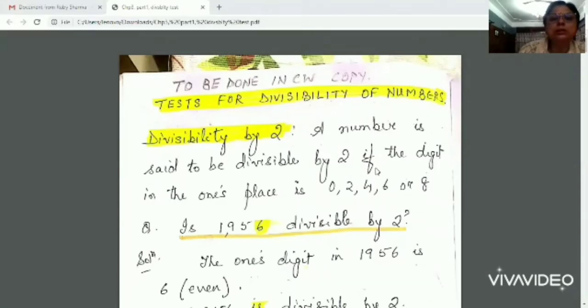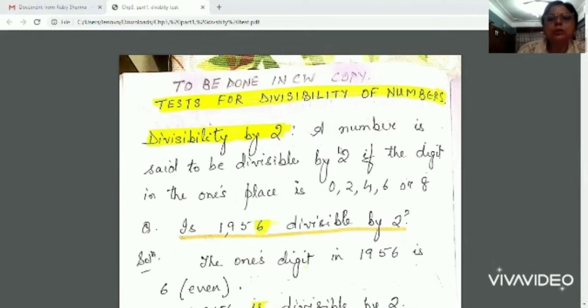So the divisibility test that I'll give you today, I expect you to write all this down in your classwork copy. Am I clear to everybody? So we have done some of them before also. So it should not be a problem for you. So let's start test for divisibility of numbers.